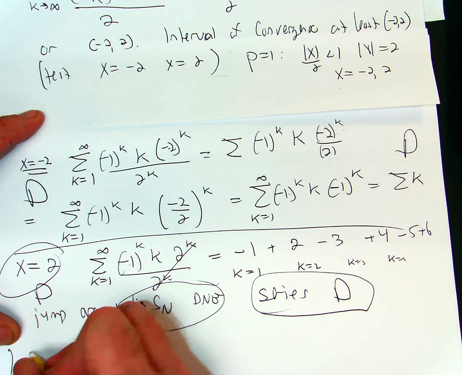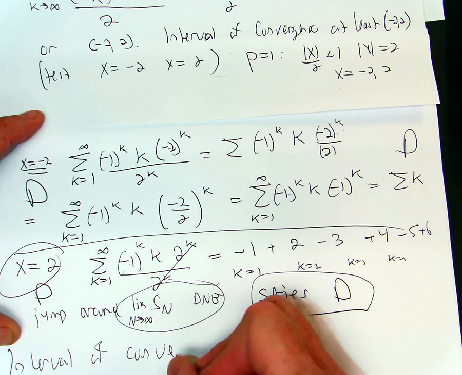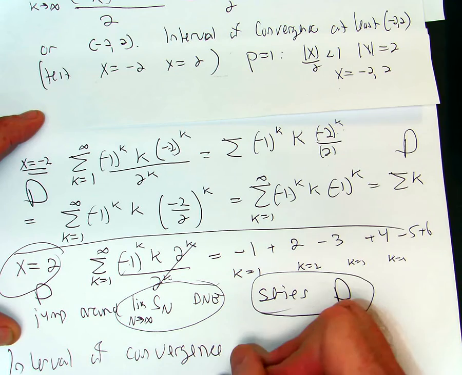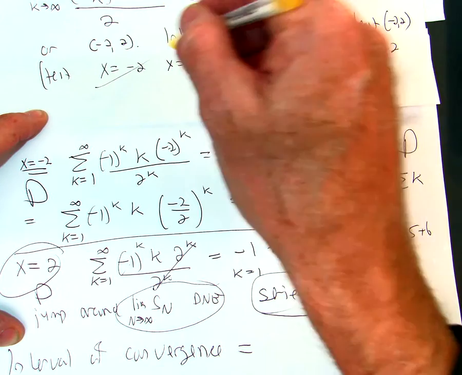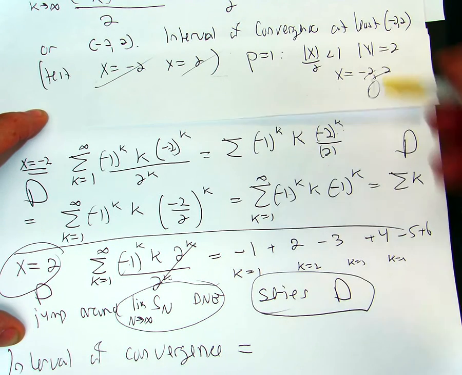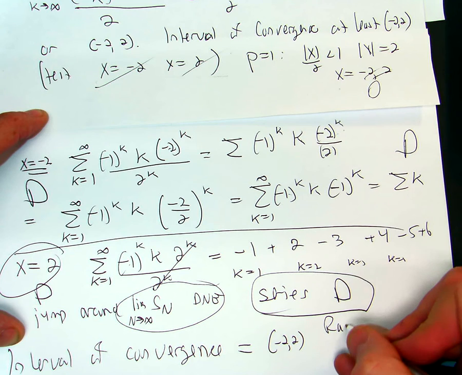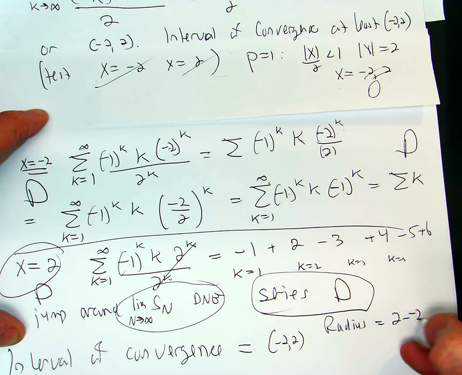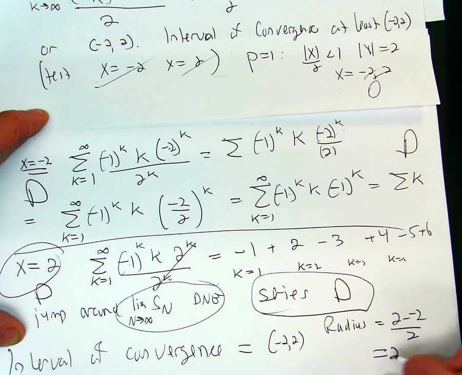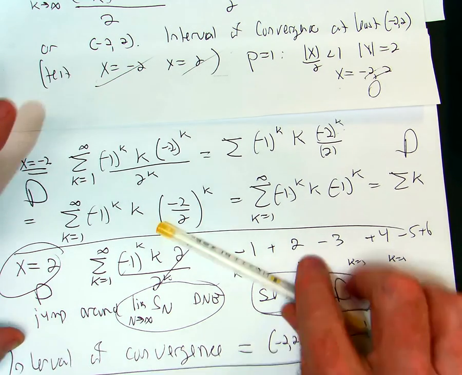So the interval of convergence equals, well, it was at least minus 2 to 2. We tested the endpoints, and it diverged here and here. So the interval of convergence is minus 2 to 2, and the radius of convergence is equal to the length of the interval divided by 2, which is 4 divided by 2, which is 2. That's the radius of convergence, and that's the interval of convergence.